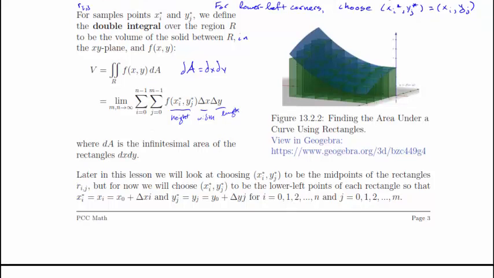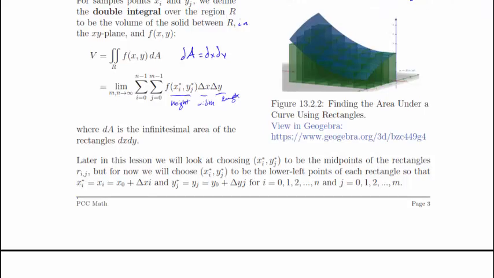So later in this lesson, we're going to look at choosing x sub i star, y sub j star to be the midpoints of the rectangles r sub i,j. But for now, we will choose x sub i star, y sub j star to be the lower left points of each rectangle, so that x sub i star equals x sub i equals x naught plus delta x times i, and y sub j star equals y sub j equals y naught plus delta y times j for i equals 0 through, well, we can choose 0 through n and j equals 0 through m, but if we want the lower left, we want to make this n minus 1 and this m minus 1.